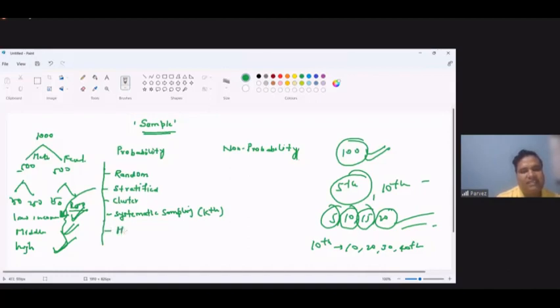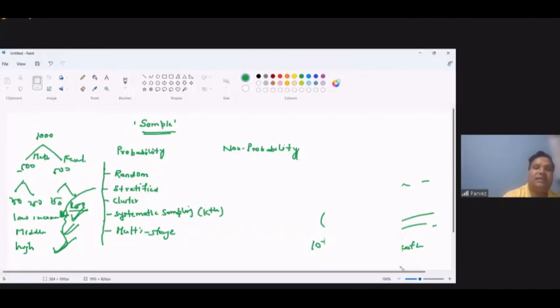Then we have multi-stage sampling method. Multi means what? More than one. Whatever the name says, that only is the meaning. Multi-stage means if more than one sampling method we are using, that is called as multi-stage sampling method.